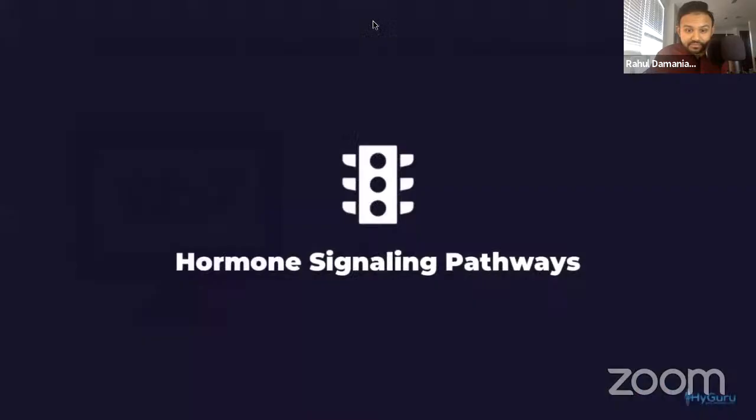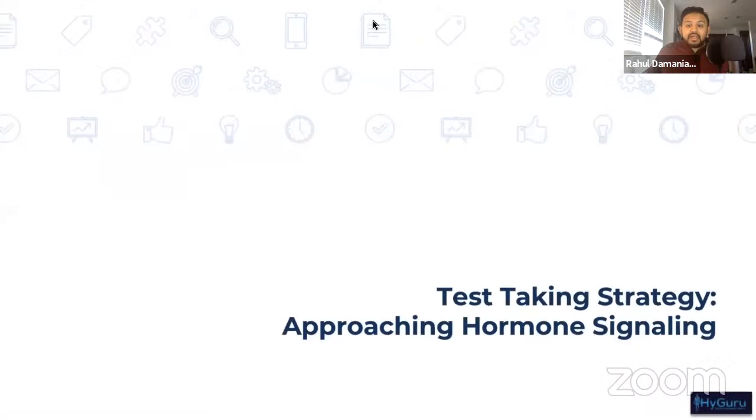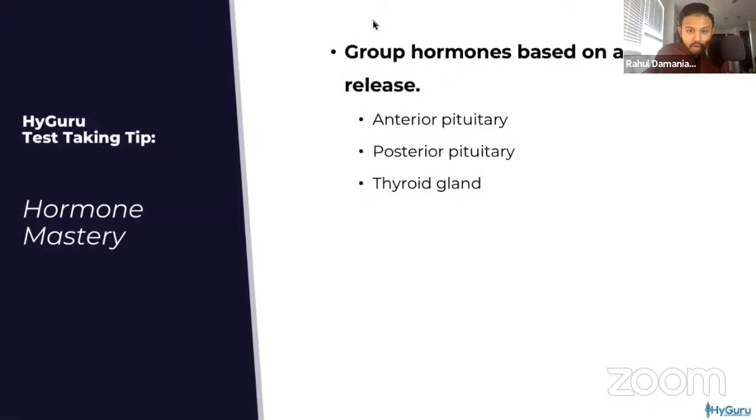All right. So what we're first going to be going through is the hormone signaling pathways. I first off want to give you a test-taking strategy when it comes to hormone signaling. When you're talking about hormones for your USMLE, what you want to do is group hormones and their mechanisms based on where they are released. So what we'll be covering in the next slides are the hormones that come from the anterior pituitary, the hormones that come from the posterior pituitary, like oxytocin and ADH. We'll be covering thyroid gland. But remember, you need to know the location from which these hormones are going to be secreted.